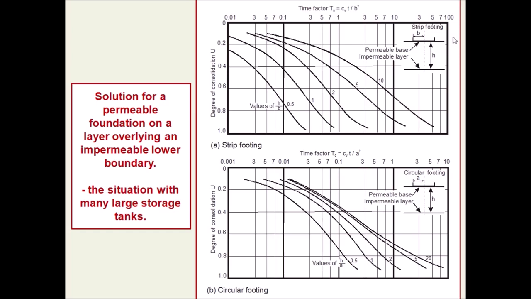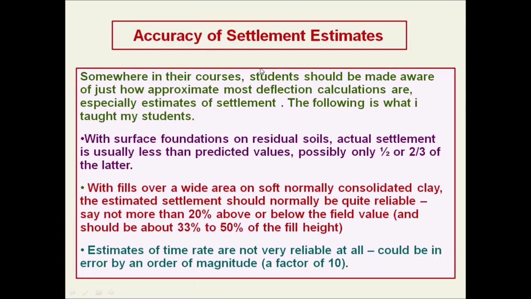So in that case you have got a permeable boundary at the top, and the rate of consolidation will be much more rapid than was the case with the impermeable foundation. Again, the way of using them is similar.